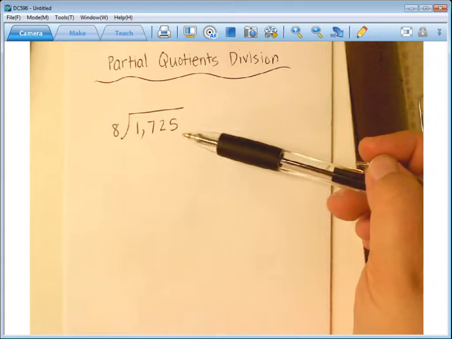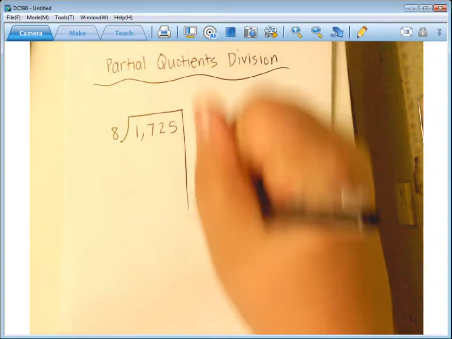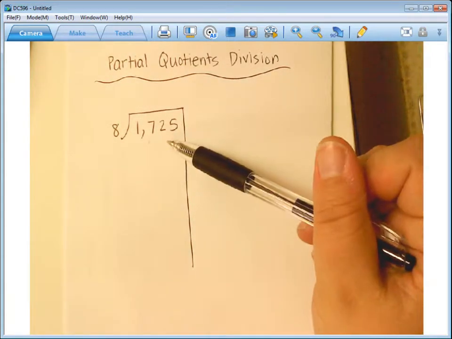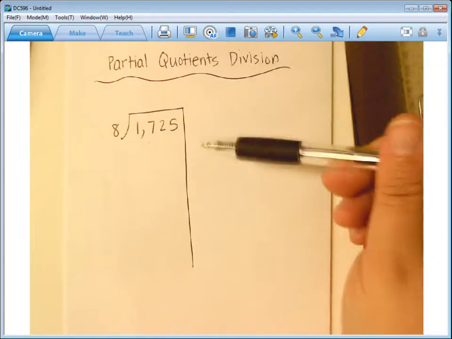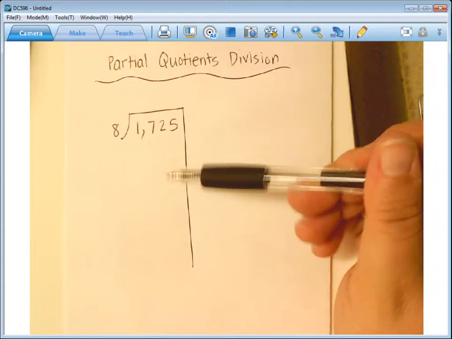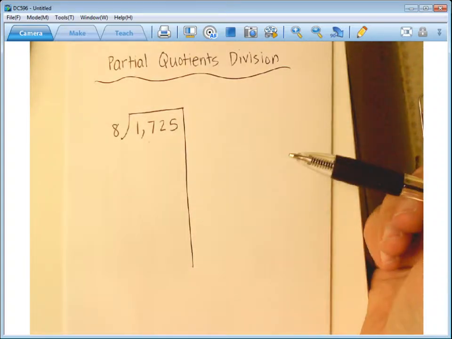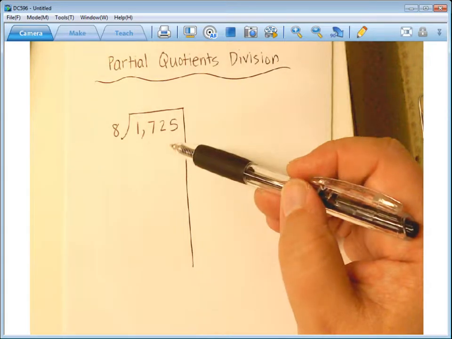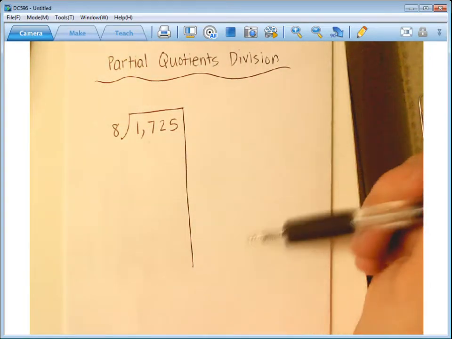So if I look at this problem, 1,725 divided by 8, I'm going to think about how many groups of 8 I could subtract, because division is actually repeated subtraction. So I could do one group of 8 and subtract 8, and then subtract 8, and then subtract 8, but that would be inefficient. So I'm going to jump up to my next place value. I could do 10 groups of 8. I could subtract 80 from 1,725, and again, that would not be the most efficient way.